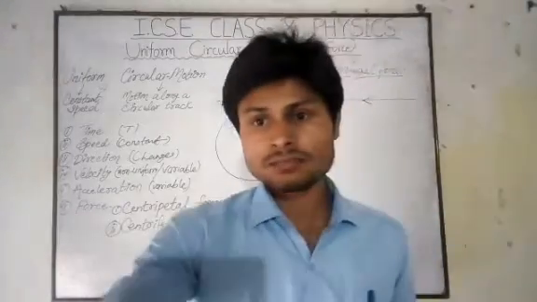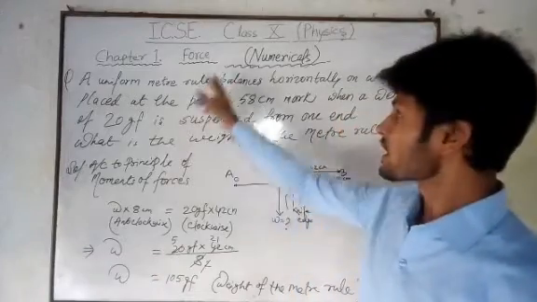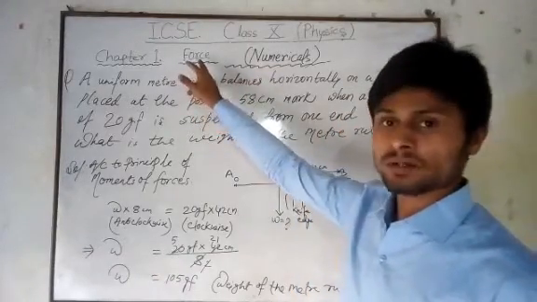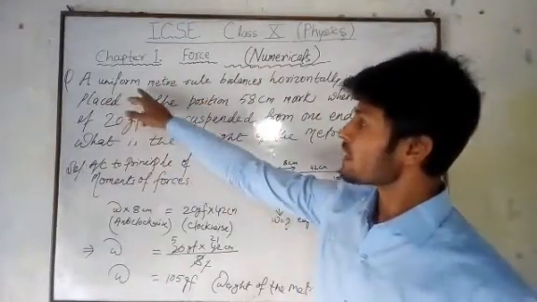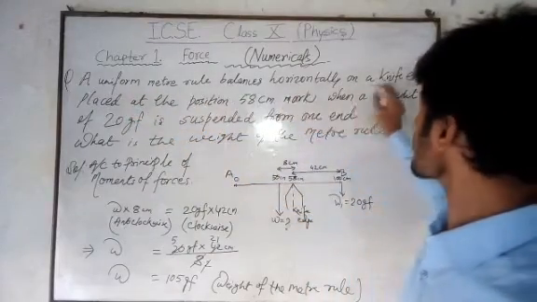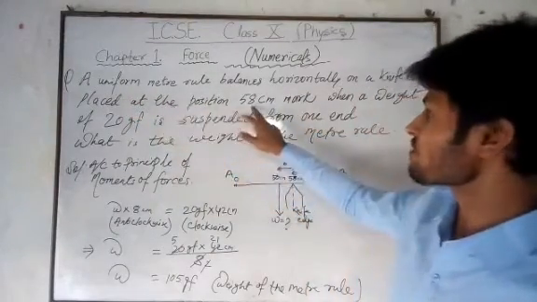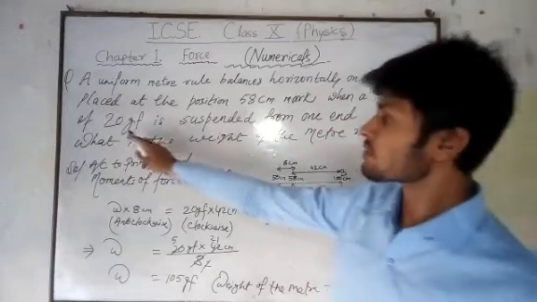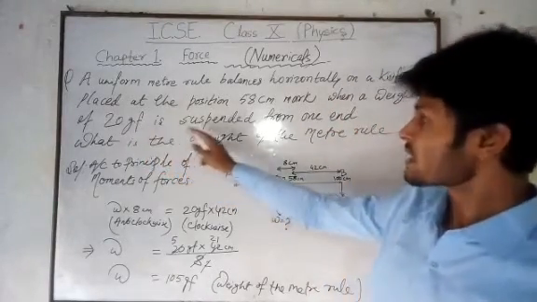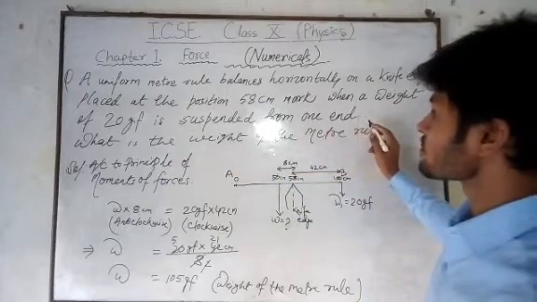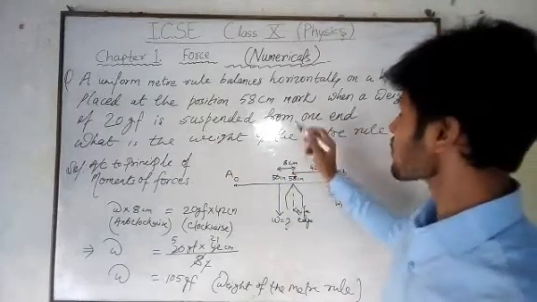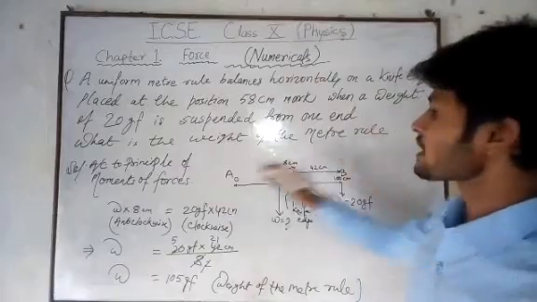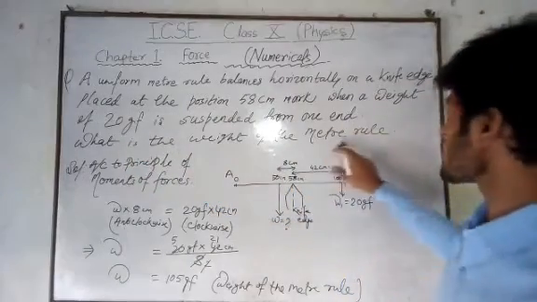So thank you class. Students, see there are some numericals from the chapter 1 course. See this one: a uniform meter rule balanced horizontally on a knife edge placed at the 58 cm mark when a weight of 20 gram force is suspended from one end. Then we have to find out the weight of the meter rule.